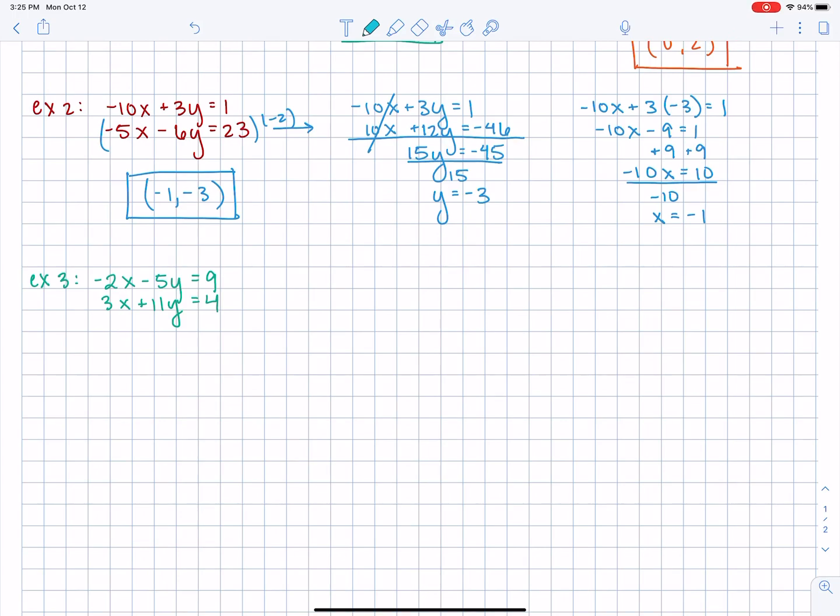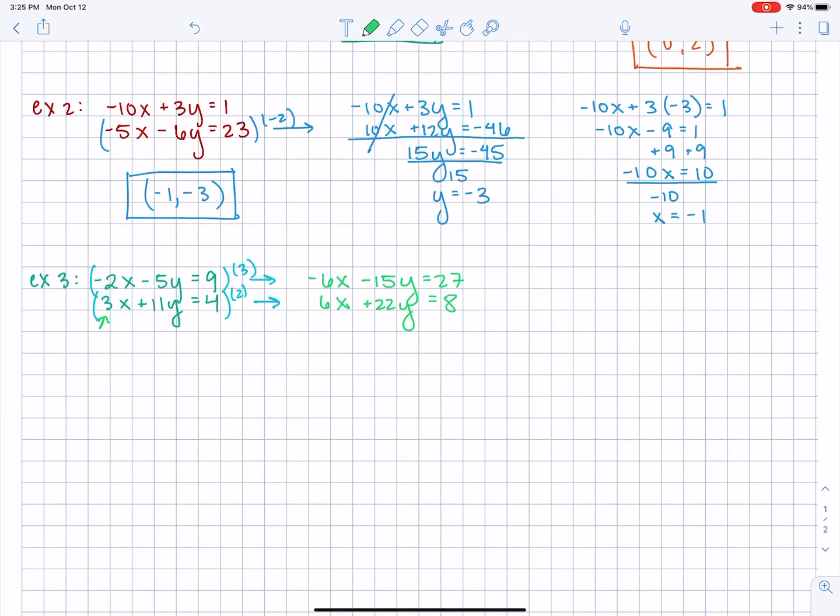We're going to have to multiply our top equation by 3. So I'm going to multiply this guy by 3, so that my x's turn into negative 6x, minus 15y is equal to 27. Now I want to make my coefficient for x on this equation 6. So I'm going to multiply the bottom one by 2. Now this is going to set up really nicely. I get 6x plus 22y is equal to 8.